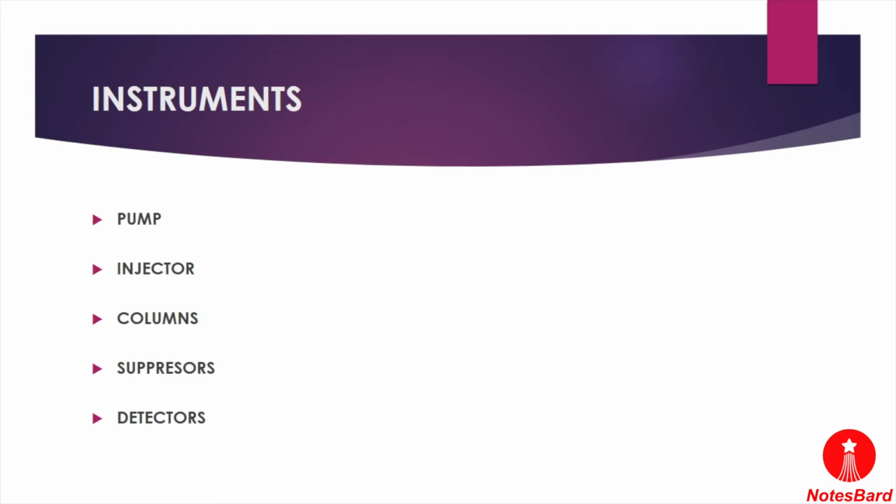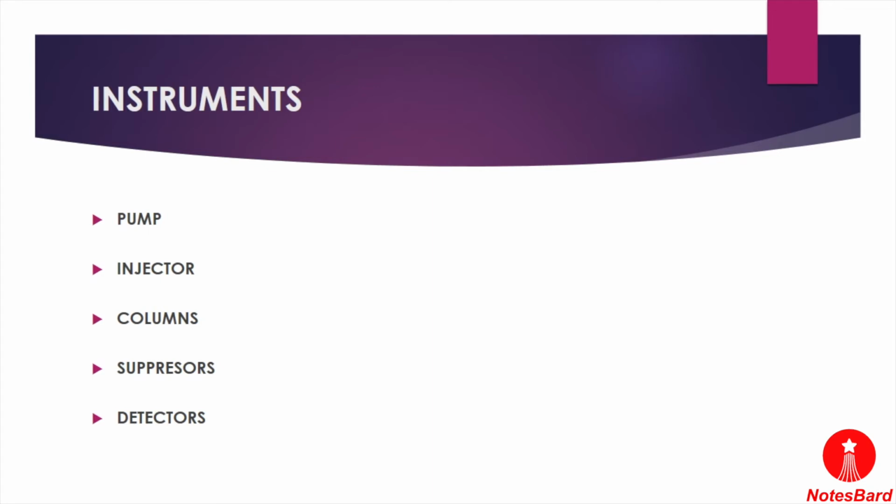Another component is the injector. As we have discussed, it is a type of column chromatography, so an injector is used to introduce the sample into the columns. The sample introduction can be done in various ways, and the simplest method is to use an injection valve. So this injector is used for sample introduction.